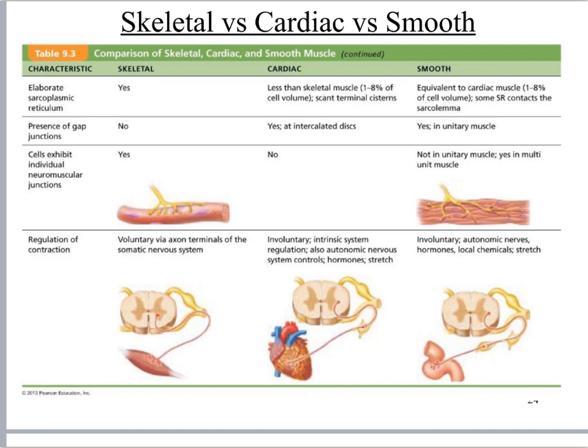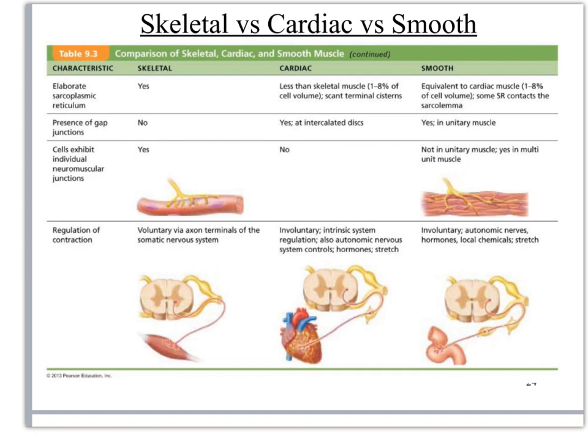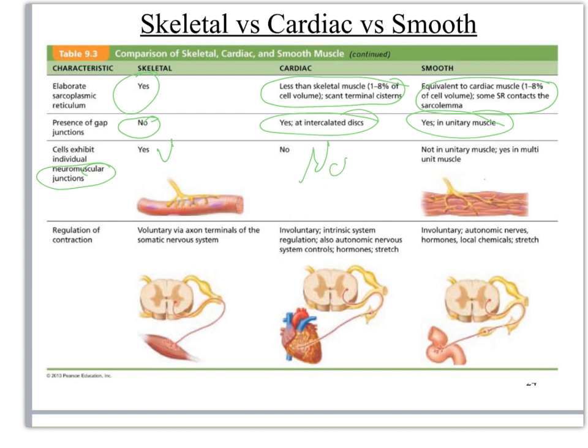All right, looking at this one, pay attention to this. So elaborate sarcoplasmic reticulum. We've got it in cardiac, but it's less distinctive, okay? In smooth muscle, we've got some sarcoplasmic reticulum, but it's not a whole bunch of it, okay? Gap junctions, none in skeletal. Yes in cardiac, yes in smooth. Not all of it, but in much of it. The neuromuscular junction, yes. No, except if you're in multi-unit, in which case you do. Voluntary, involuntary, involuntary.